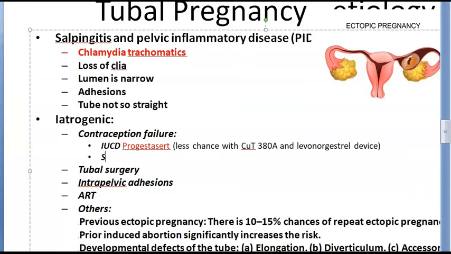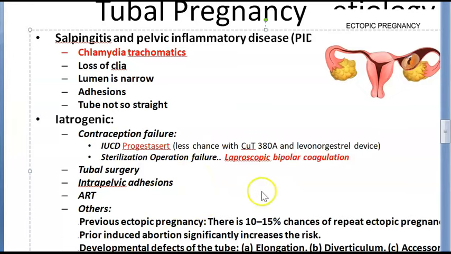Then, coming to sterilization operation. So basically, look at this. This person wanted a tubectomy, okay? But there is still a chance that they can have an ectopic pregnancy, is it? Because of sterilization operation failure, you can say. Especially if they have had laparoscopic bipolar coagulation as a sterilization operation, then there can be failure and that can lead to tubal pregnancy.